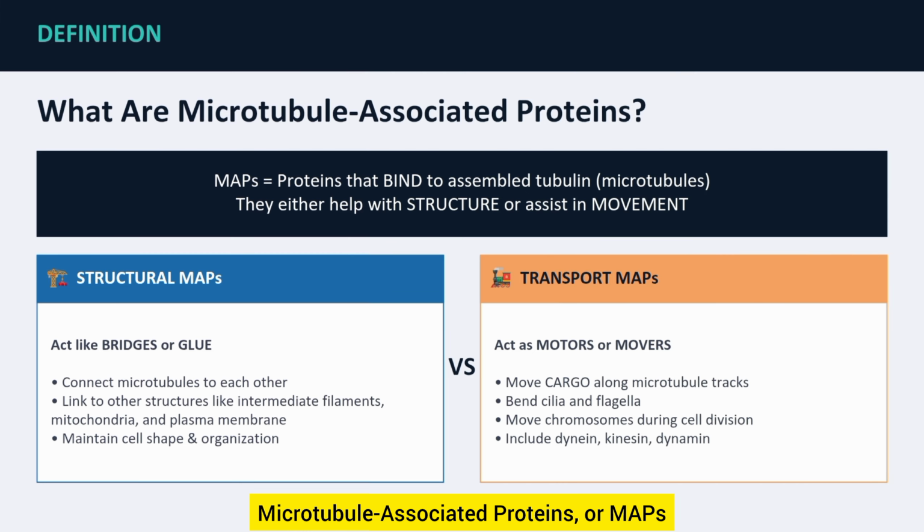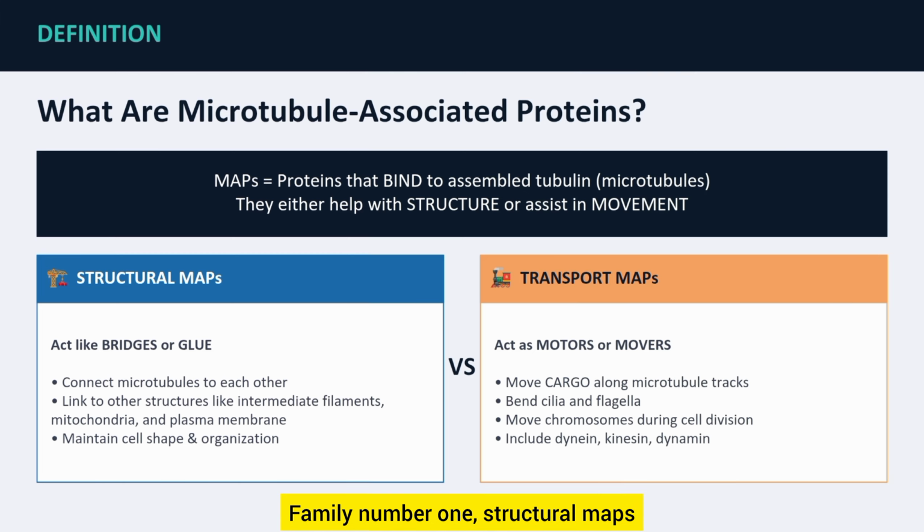Microtubule-associated proteins, or MAPs, are proteins that bind to assembled tubulin. That means they attach to microtubules that are already formed. Gray's Anatomy tells us that these MAPs are concerned with two broad things. Either structural properties, or motility, which means movement. So we can divide all MAPs into two big families.